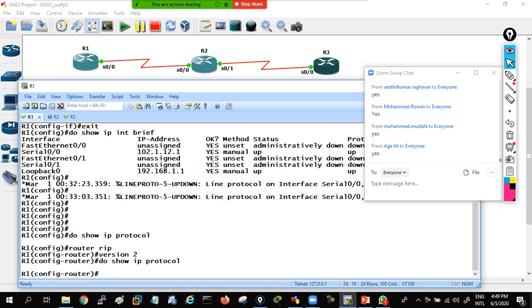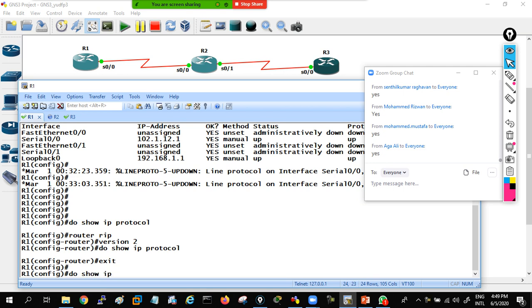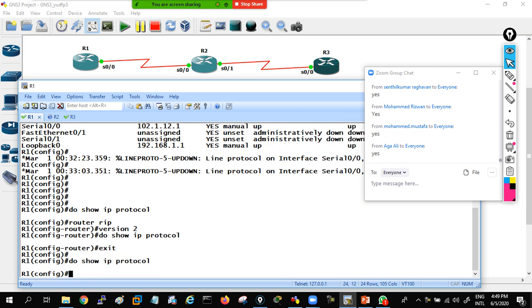Still nothing. Everybody understand that, guys, even if you enable router RIP. I just want to show it to you step by step, right? What I have done is just enable RIP. So far I didn't advertise any networks. That's why the routing protocol is still not coming to the process. Everybody understands that, guys? You are not getting confused, right? Everybody is okay? Perfect.